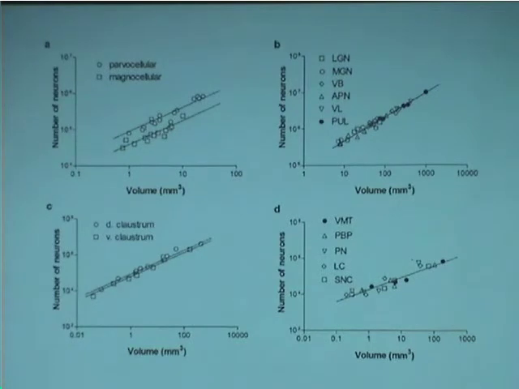Chuck, in these plots, how many species are represented? Oh, probably 20 or 30. All primates. No, they're not all primates. I can't remember what they are. I didn't look back. But they're not all primates. The top two are primates. The bottom ones aren't. But I can't remember what they were. Probably carnivores. Some were carnivores. I don't remember the others.